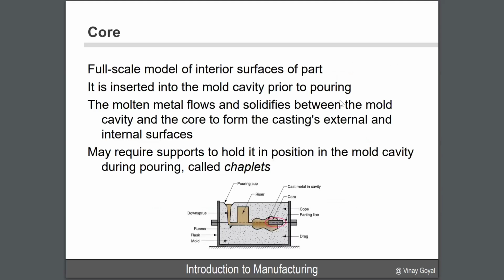So yeah, I covered a lot of this. We talked about the core being used to create features internal to the casting part. And a lot of times, the way that you will support a core like that during the pouring is called chaplets. So that's something you may hear in industry. But again, it is in the weeds, just more for your knowledge in general.